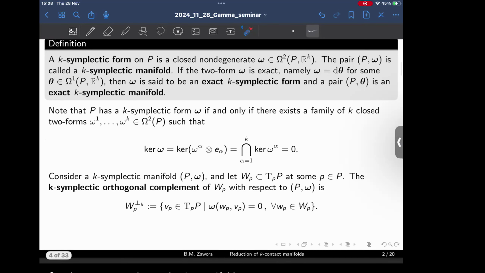Okay, and in the reduction procedure, we will need the K-symplectic orthogonal. It is an analog, a generalization of the symplectic orthogonal, which we retrieve in the case when k equals 1. So we define, for a subspace W_p at some point, the K-symplectic orthogonal, denoted like this, and these are all vectors such that bold omega on (W_p, V_p) is equal to 0 for all vectors in W_p.